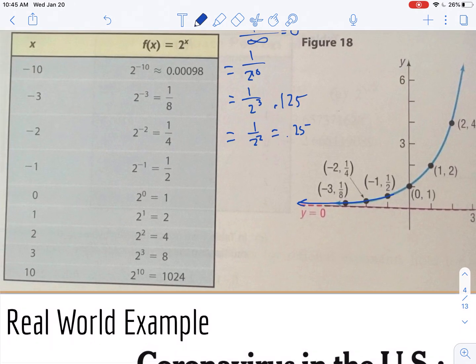Now on the positive side, your numbers start getting large right away. If you have 2 to the first power, that means you're plugging 1 in for x, that's 2. 2 squared is 4, 2 cubed is 8, 2 to the 4th is 16, 2 to the 5th is 32, and it keeps going up and up, and they rapidly multiply. They're exponential. It's exponential growth. It gets faster and faster.